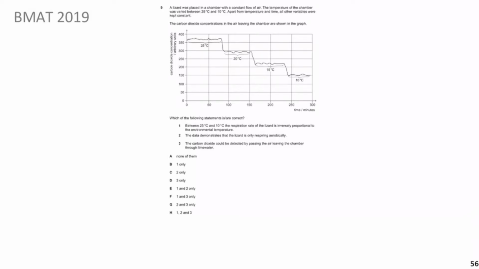It says between 25 and 10, the respiration rate of the lizard is inversely proportional to the environmental temperature. So what are we seeing? We know we're producing CO2 at all the temperatures. And remember, there are two types of respiration.